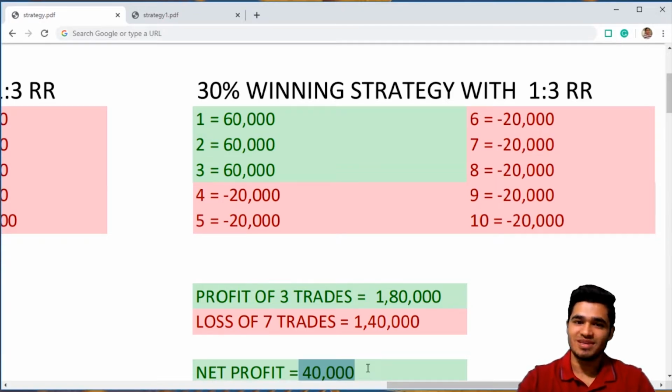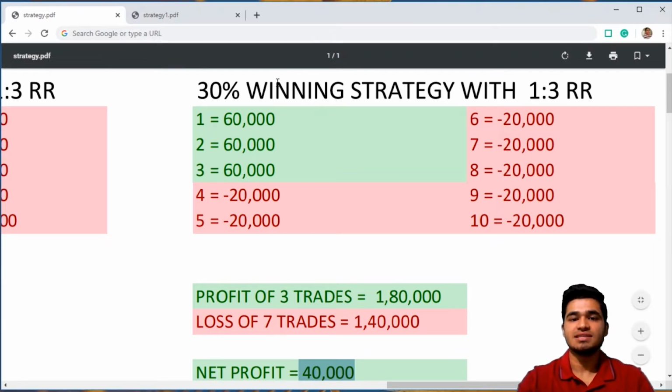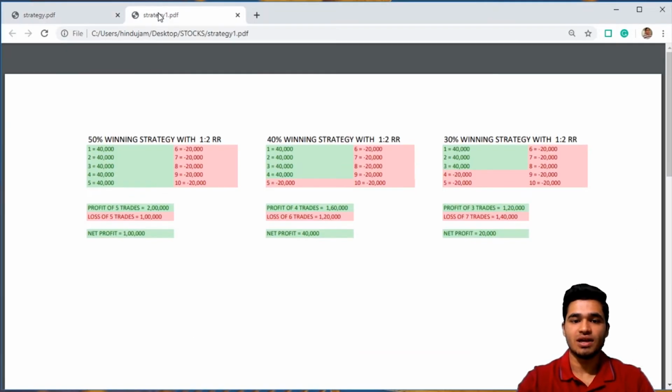A sailor always says never go against the wind. The same thing happens over here. Always go with the trend. Never sell in the uptrend and never buy in a downtrend. Now, let's see the 1:2 risk to reward ratio. What happens with that?